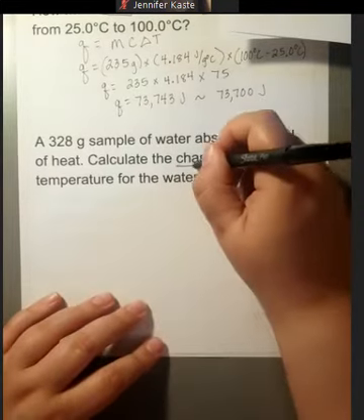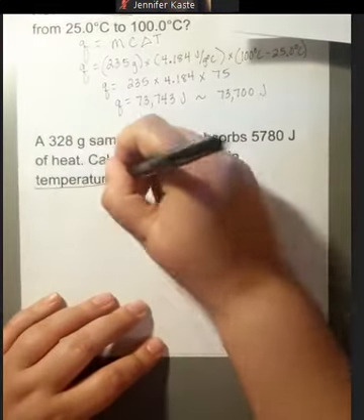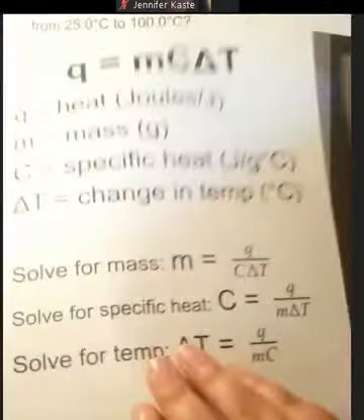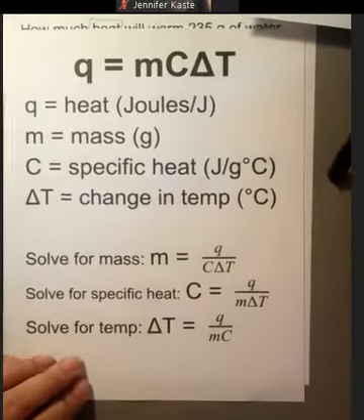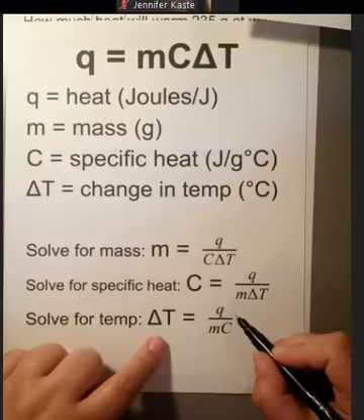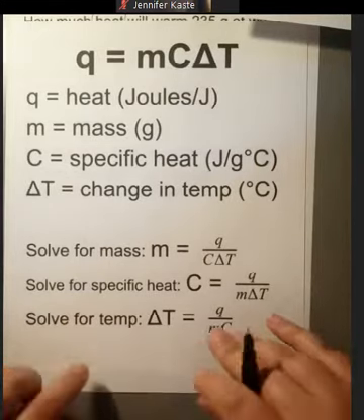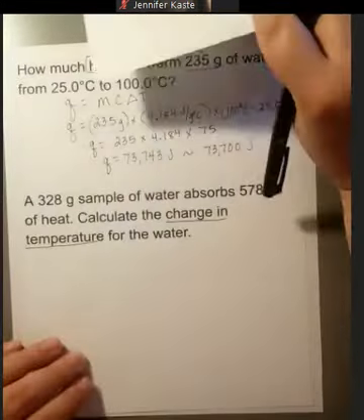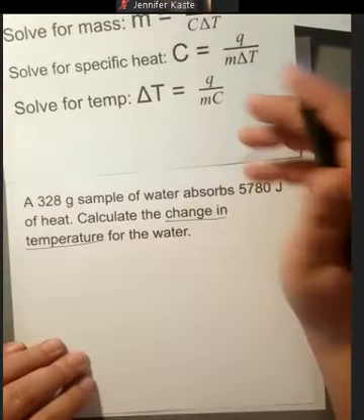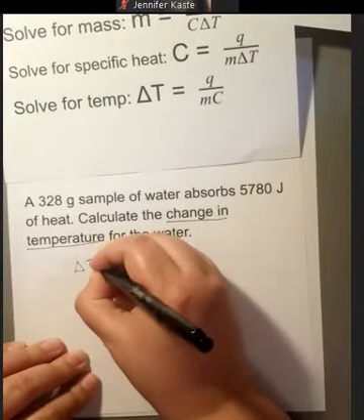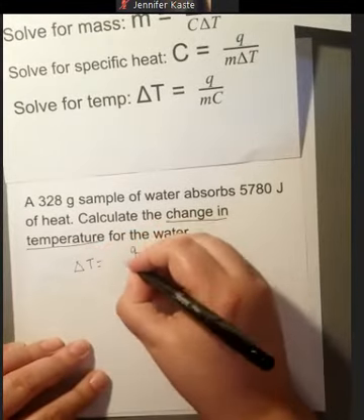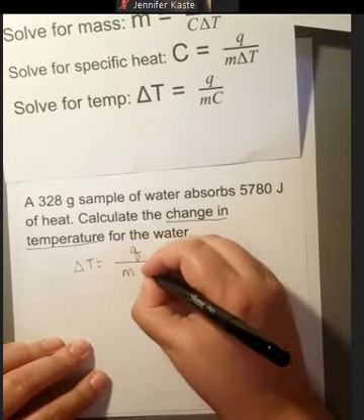So I'm trying to find delta T. So if I go back, when I'm trying to find delta T, I'm doing Q over M times C. So let me write that equation down. Delta T equals Q divided by M times C.